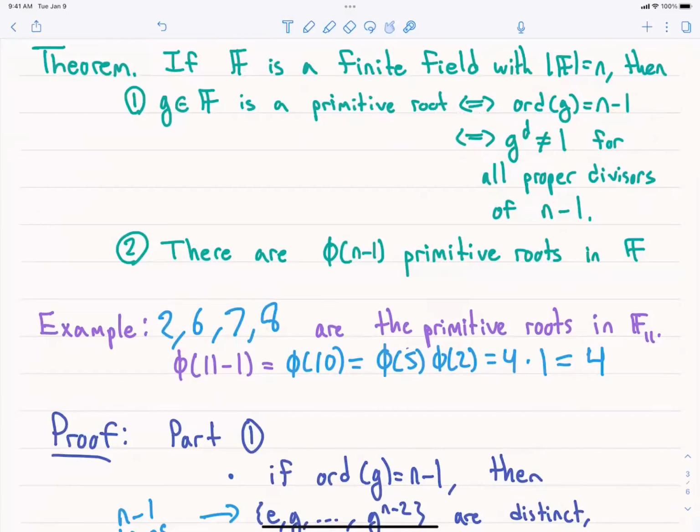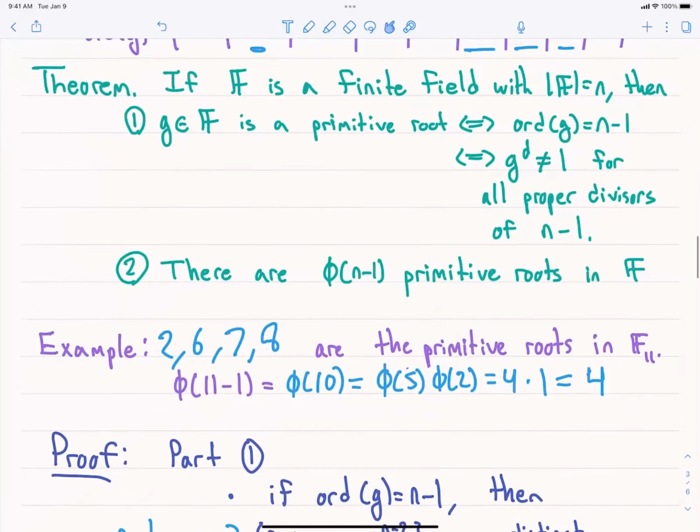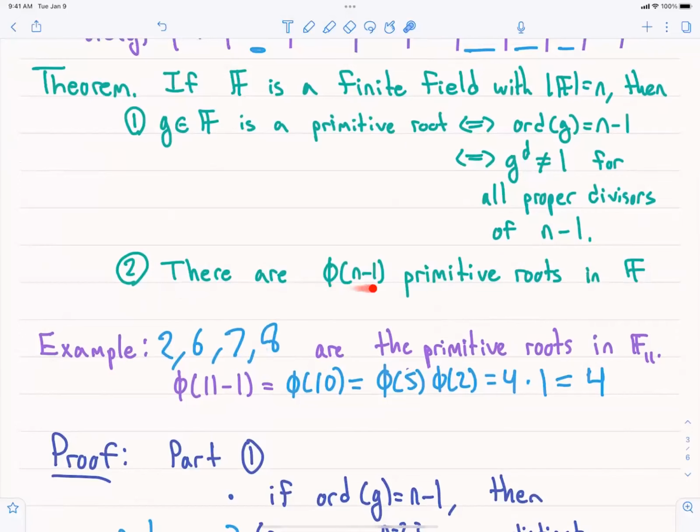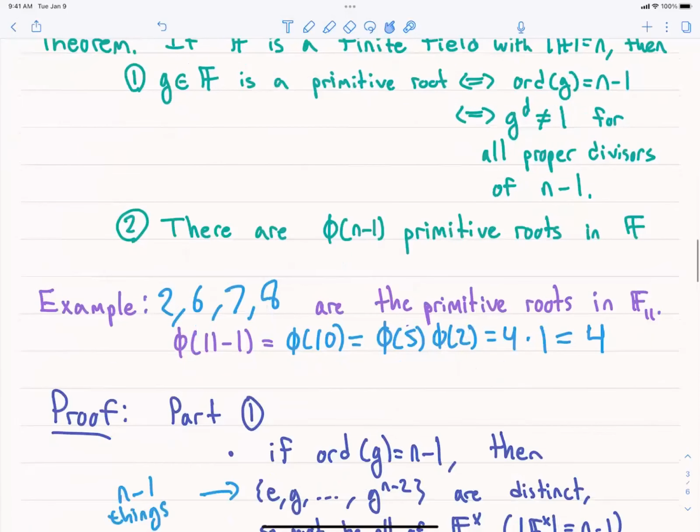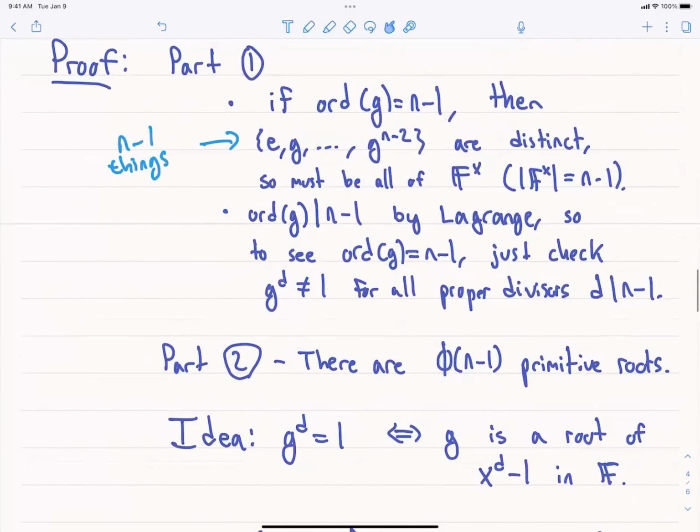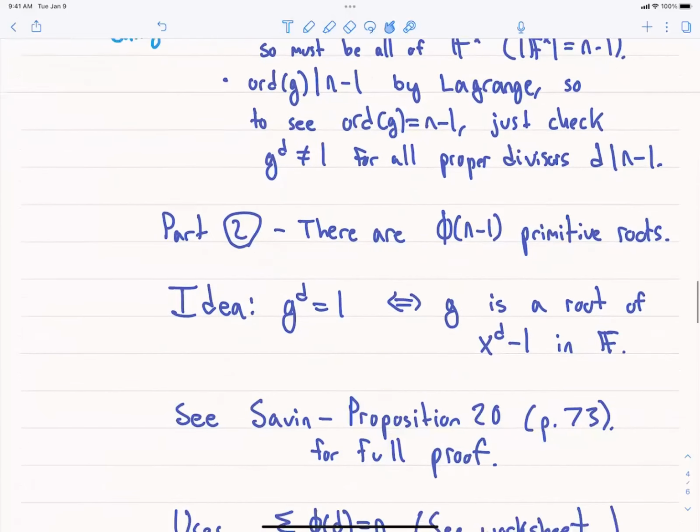Okay, so that's part 1, and this is just justifying this fact we were using to check whether something was a primitive root on the homework last week. The more interesting part is the statement that there really exist primitive roots and exactly how many there are. We're not going to prove that all the way. I just want to say what the key idea is.